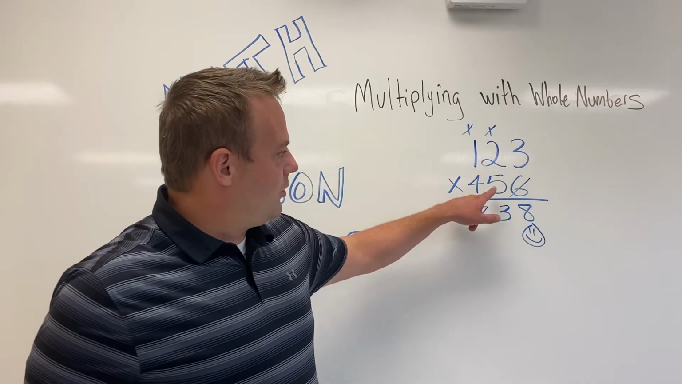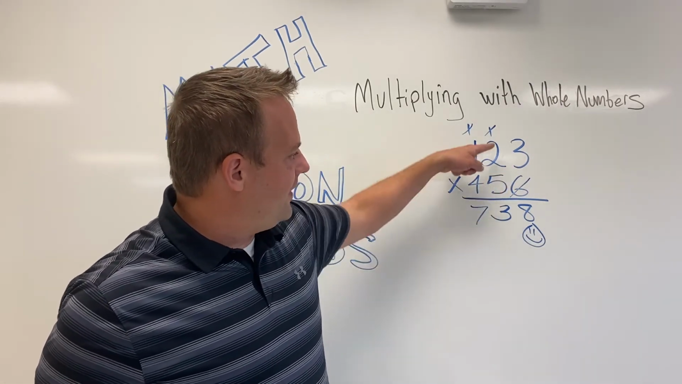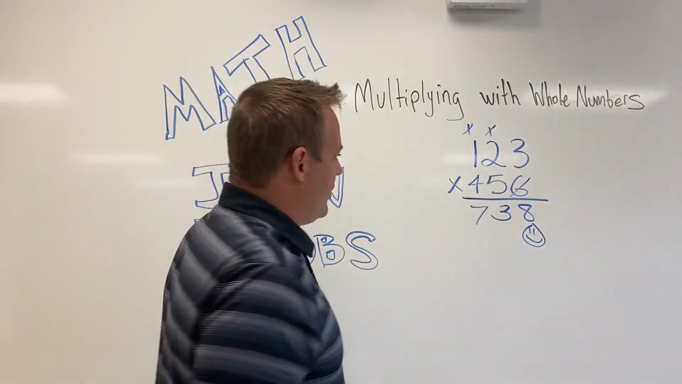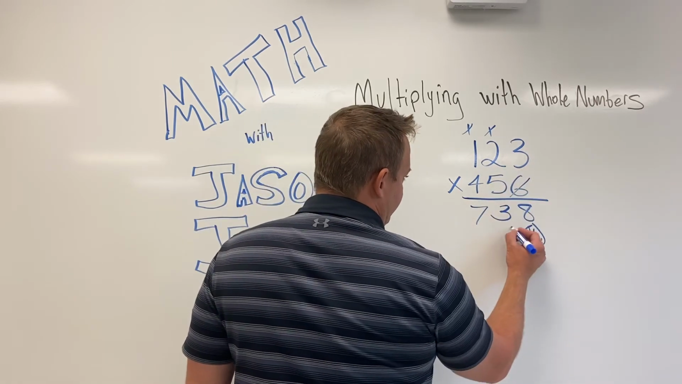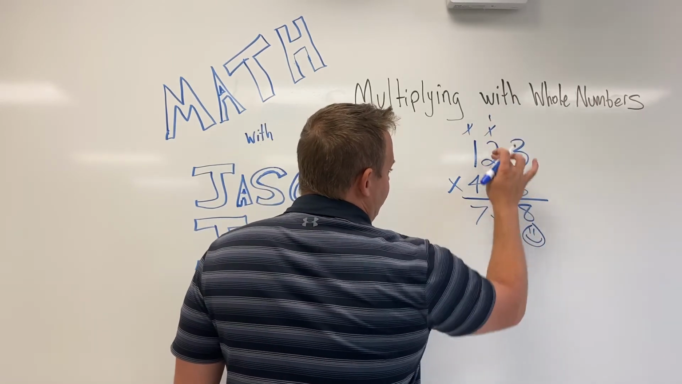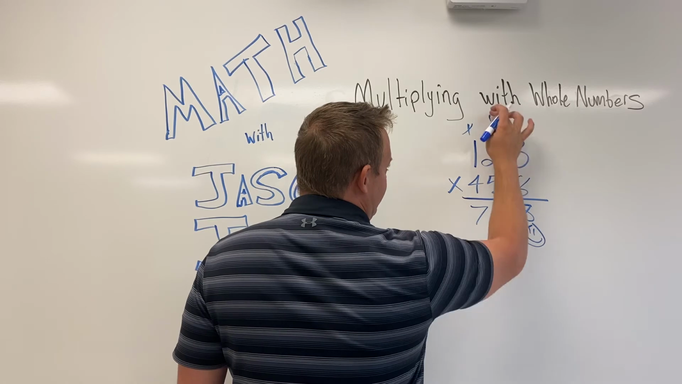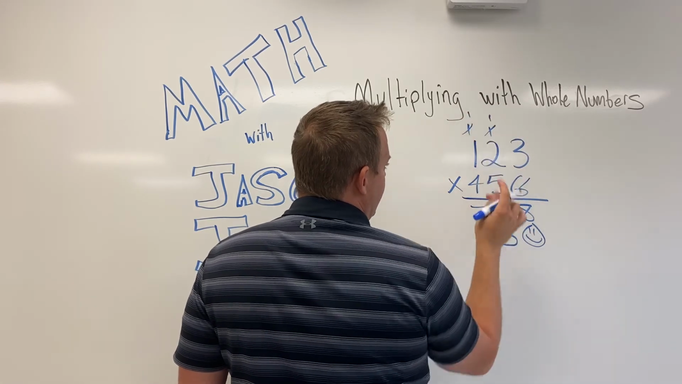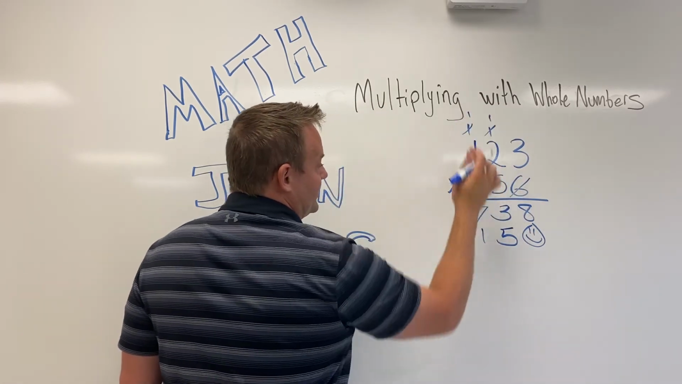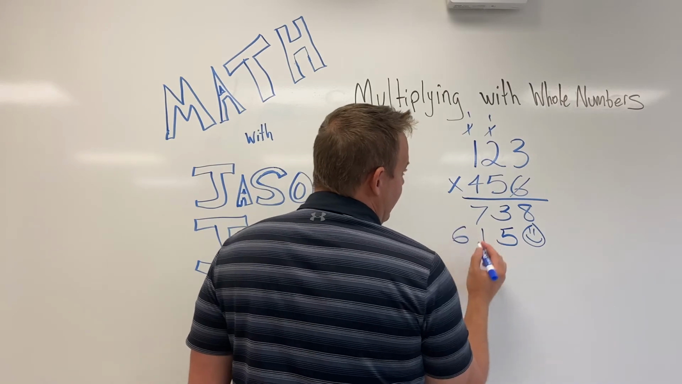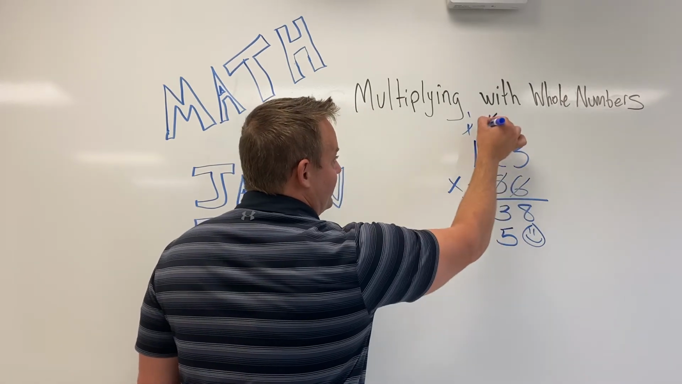All right, now we're gonna work with the 5. The 5 times 3, 5 times the 2, and 5 times the 1. So 5 times 3 is 15. 5 times 2 is 10, plus 1 is 11. And 5 times 1 is 5, plus 1 is 6. All right, we've used that 6, the 1, and the 1.